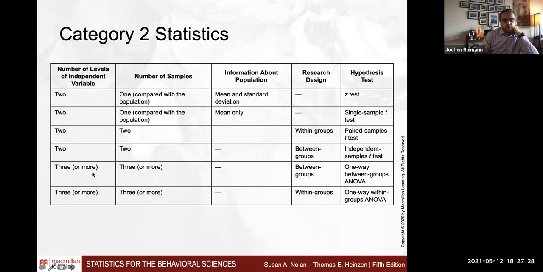If we have 3 or more groups, in order to minimize the risk of multiple testing and the inflation of the type 1 error, we will be using, in a between groups setting, a one-way between groups ANOVA. If we have the same participants contributing several repeated values, we will be looking at a within group setting, and we're conducting this as a one-way within groups ANOVA.